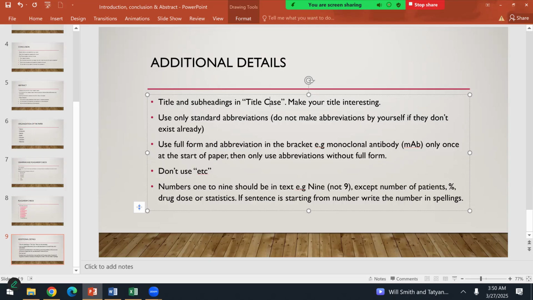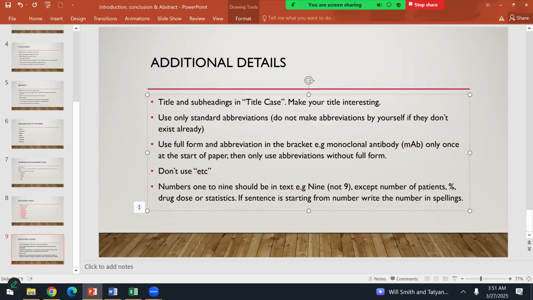So use the full form and then write the abbreviation in brackets. For example, you would write monoclonal antibody and you would write the abbreviation in brackets. And you would do it only when you are using this for the first time at the start of your paper. And in the rest of your paper, you would only use the abbreviation.